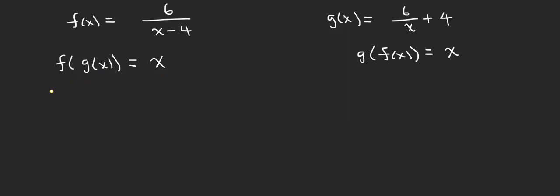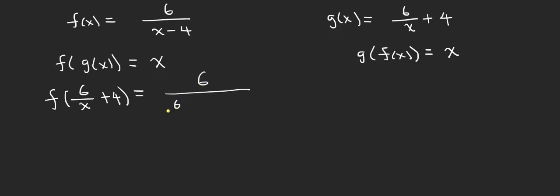So what is our g of x? We need to first find f of 6 over x plus 4. So instead of x for f, now you have to substitute 6 over x plus 4. So you end up getting 6 over x plus 4 minus 4. Remember, this came from substituting this value instead of x. So what happens when you simplify? 4 and negative 4 cancel out. You get 6 over 6 over x.